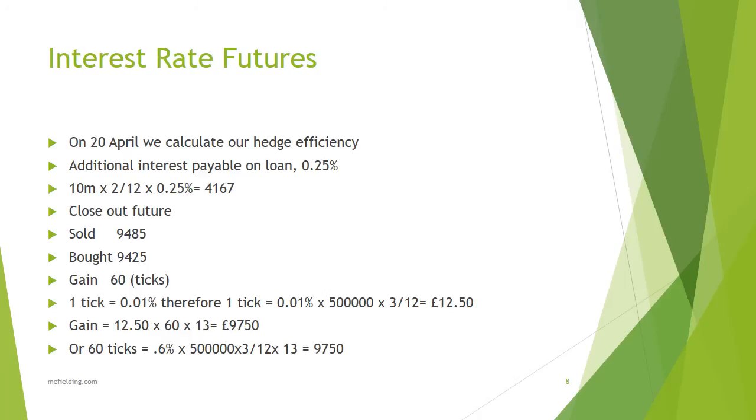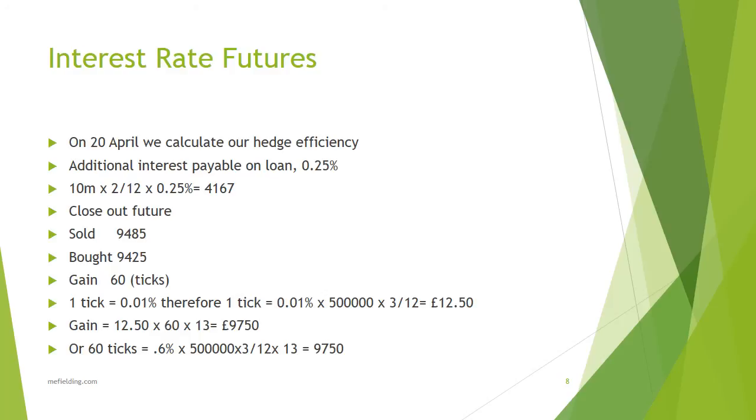So your gain therefore is £12.50. Right, £12.50 is the gain of one tick, but we didn't have a gain of one tick, we had a gain of 60 ticks. So you multiply your £12.50 by 60, gives you the gain. Right, that's the gain on each of your futures. But we sold and bought back 13 futures. So you multiply it by 13. Your gain, therefore, is 9,750. Right, that is how it's calculated in real life, and that's the best way to present it in the exam, because that's what your examiner wants to see.